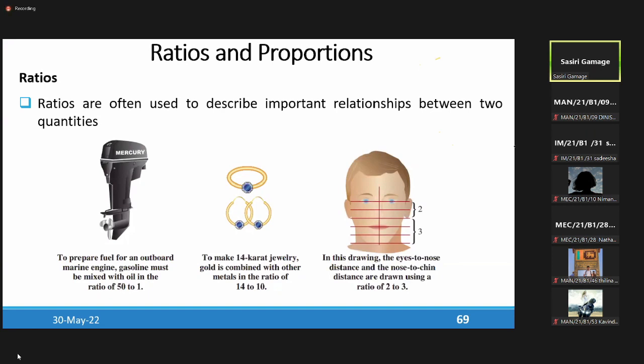Okay, as an example here you can see in this first picture, to prepare fuel for an outboard marine engine, gasoline must be mixed with oil in the ratio of 50 to 1. It says for that gasoline engine, we use gasoline as the fuel, but we have to keep some oil, some lubricant oil, in a 50 to 1 ratio.